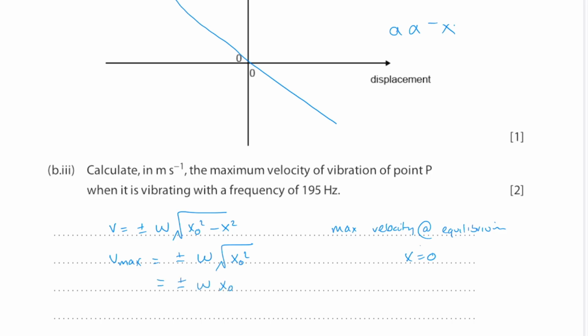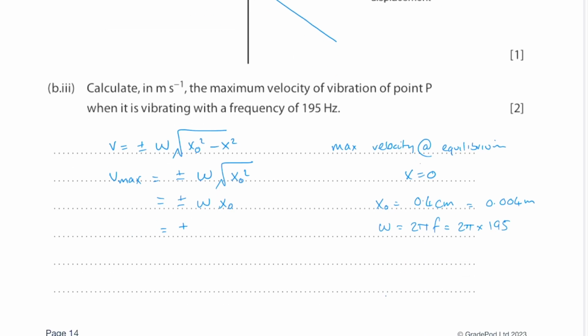what is x naught? Well, x naught is the amplitude, which they told us earlier was 0.4 centimetres, which gives us 0.004 metres. Omega is equal to 2 pi f. We know that f is 195, so it's 2 pi times 195. Let's pop all this in. Plus or minus 2 pi times 195 times 0.004, and that gives us a value of 4.90 meters per second.